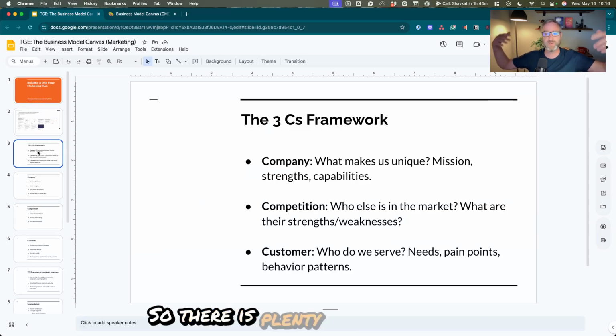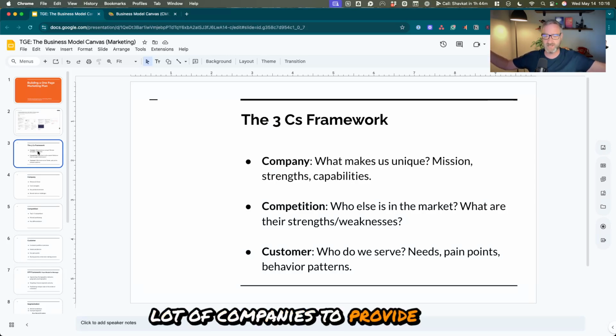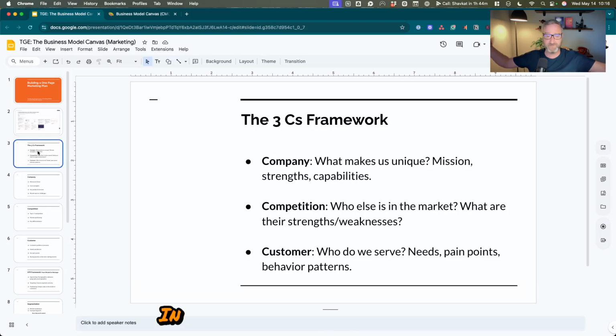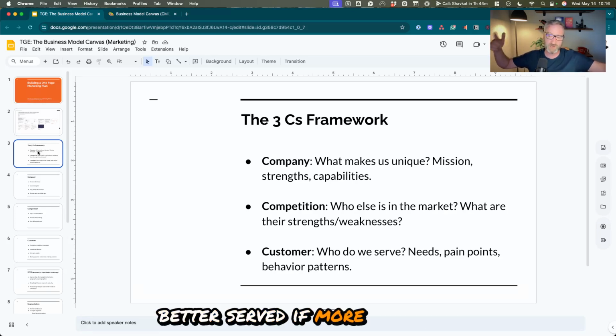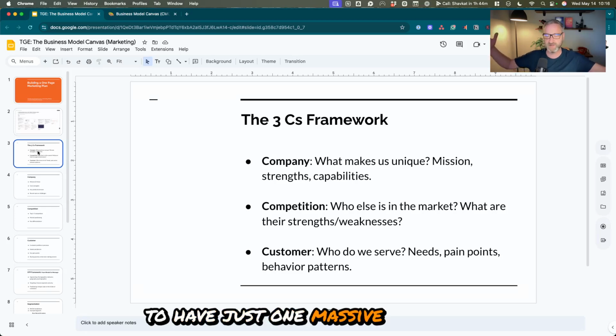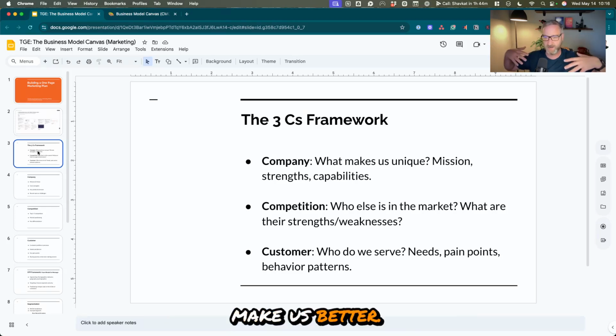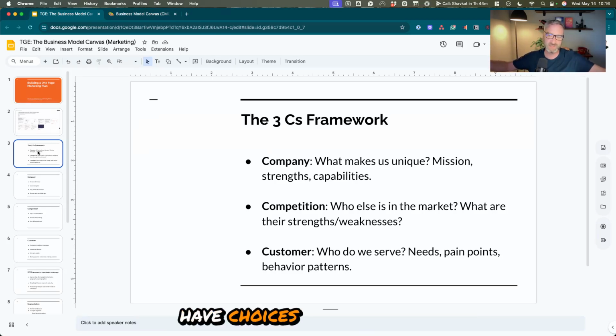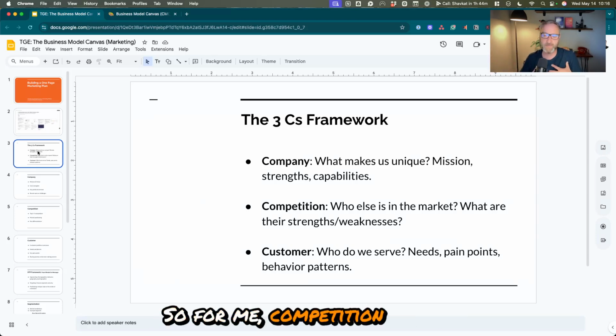So there is plenty of room for a lot of companies to provide text messaging to nonprofits. In fact, I think nonprofits are better served if more than one company is doing it, right? It would be a shame to have just one massive company doing it because that doesn't make us better. It doesn't allow the customers to have choices and it doesn't stretch us to all be thinking about ways to improve on what we're doing together, right? So for me, competition isn't a problem.